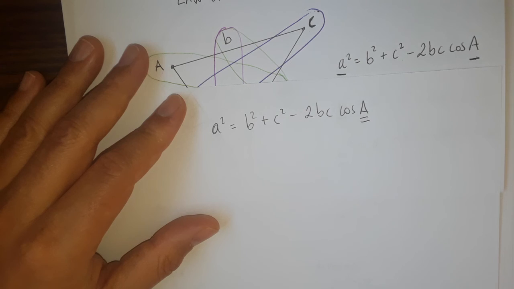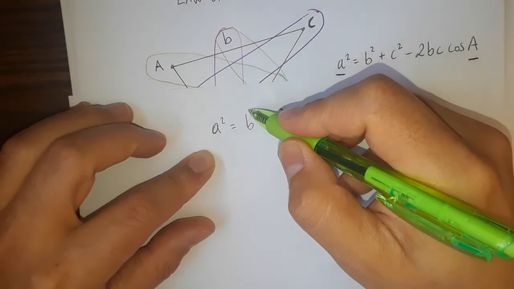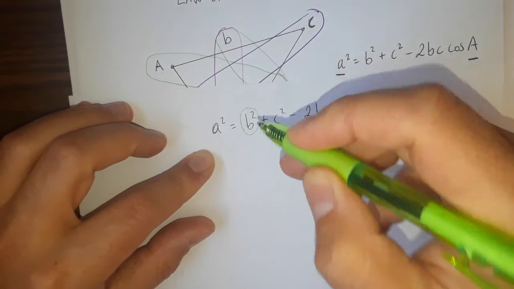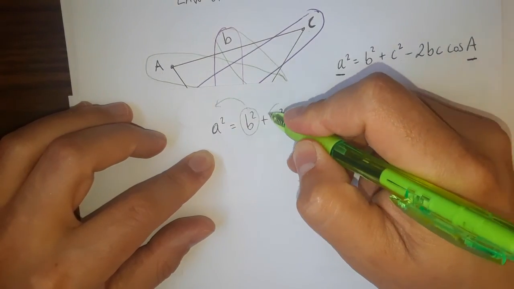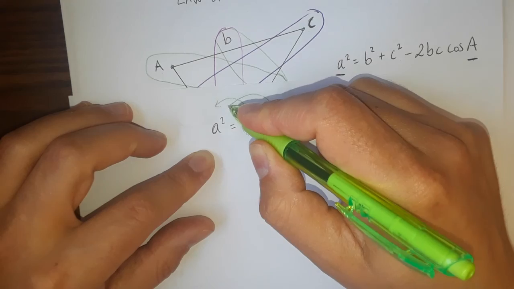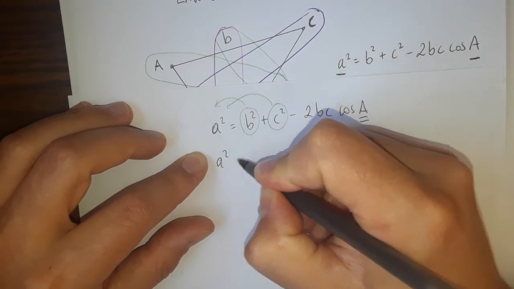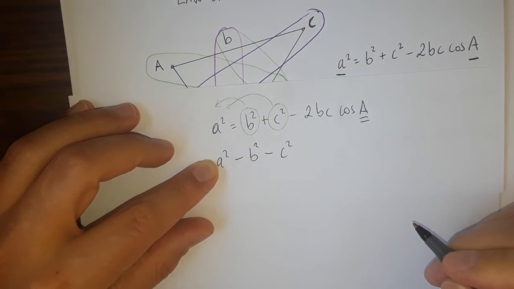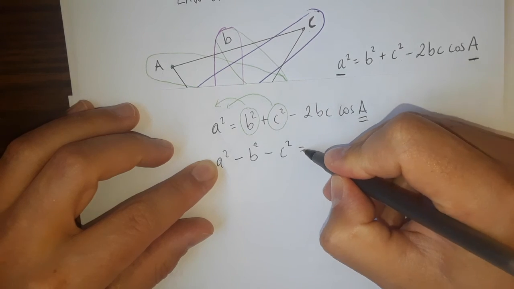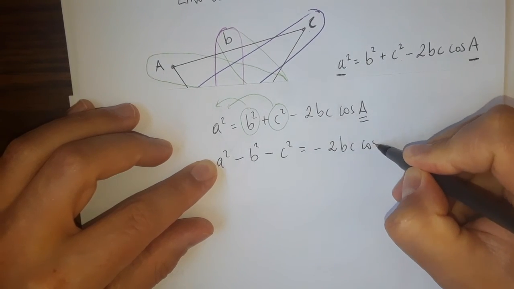It's not that difficult. Here what we have to do is move this to the other side. That's subtracting b squared from both sides, and c squared from both sides. And what ends up happening is that we have a squared minus b squared minus c squared equals negative 2bc cosine of A.